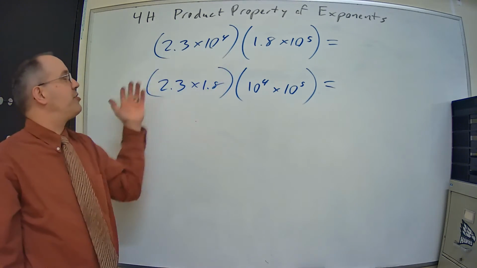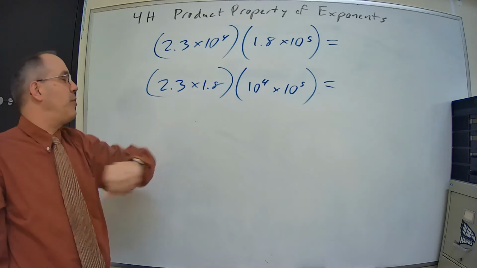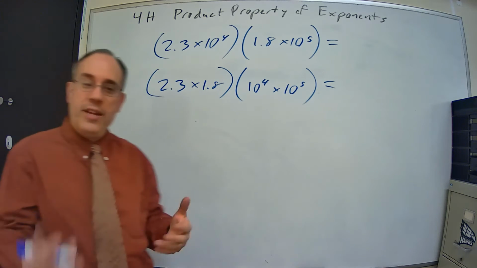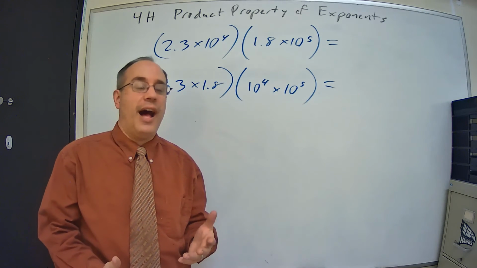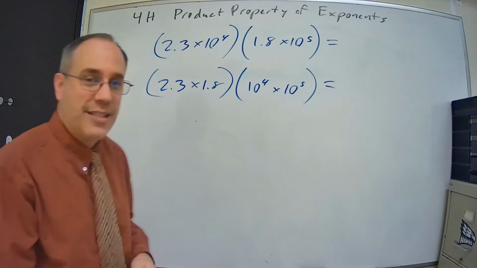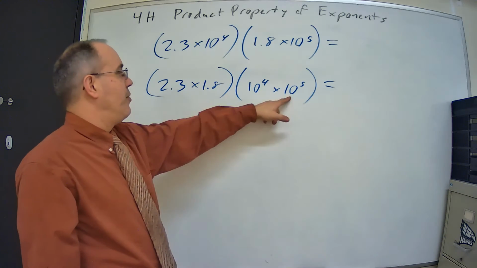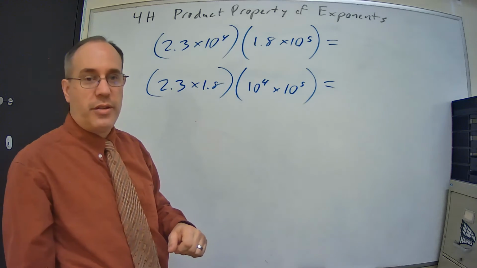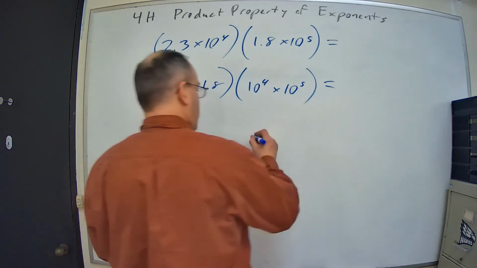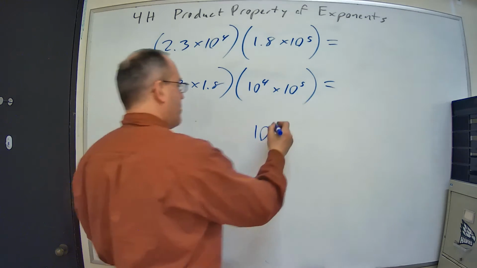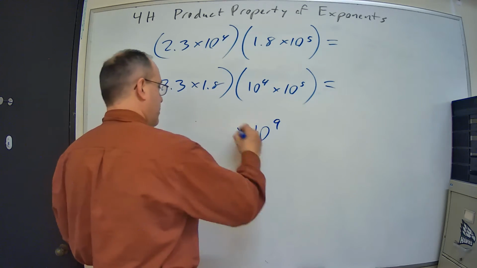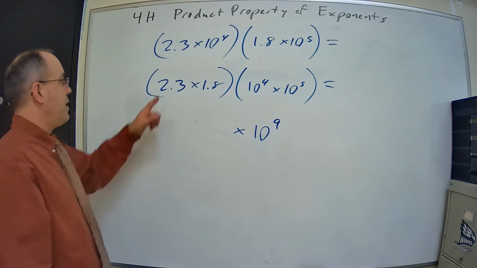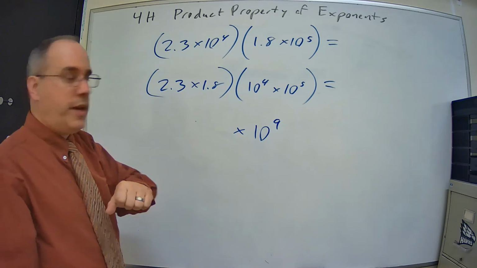So I just reassociated and said, well, 2.3 times 1.8, put that over here, 10 to the 4th times 10 to the 5th. Now already you should be looking at this going, aha, I see what he's going to do. We've got two numbers being multiplied together, they're the same base with different exponents. So right away you should be going, oh, well that's going to be 10 to the 4 plus 5 is 9. So that's not bad. And then I need 2.3 times 1.8.